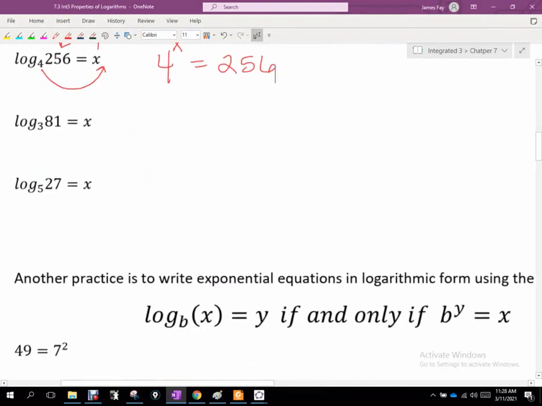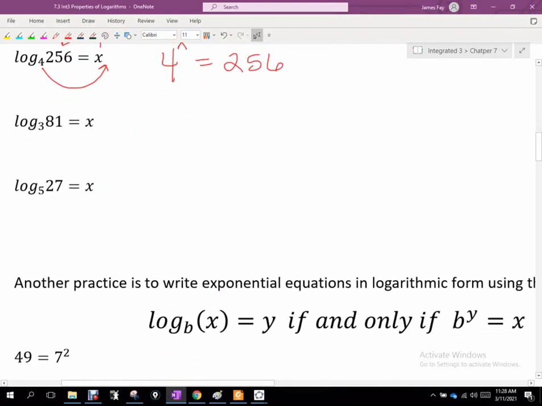You guys do the next one on your own. Log base 3 of 81. Rewrite it in exponential form, and then take your calculator and actually tell me what x is. Or maybe some of these you might not need a calculator. Some of them you might know from your understanding of exponentials what x is.